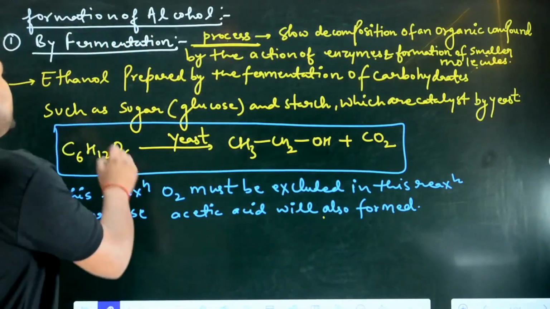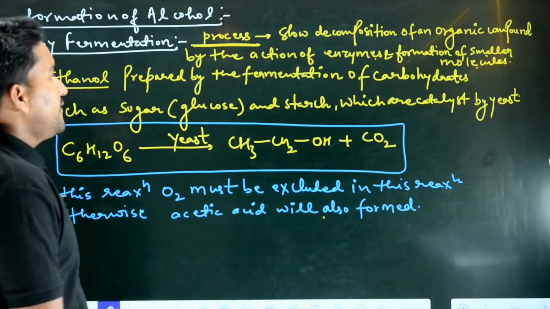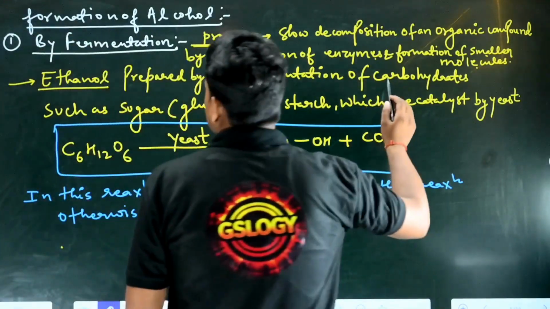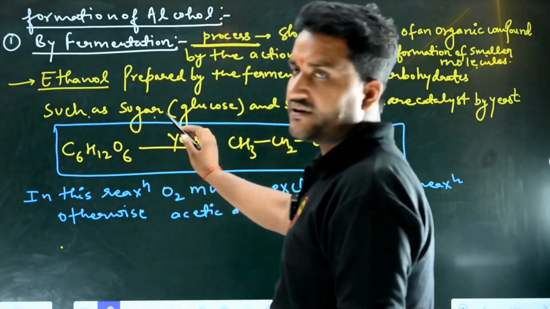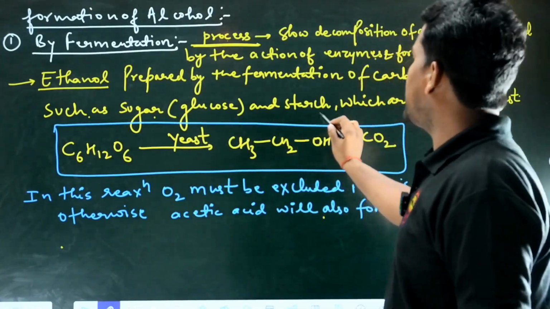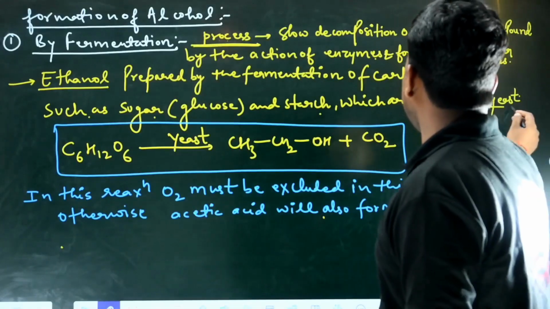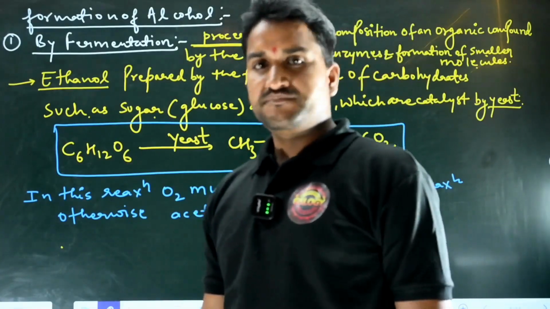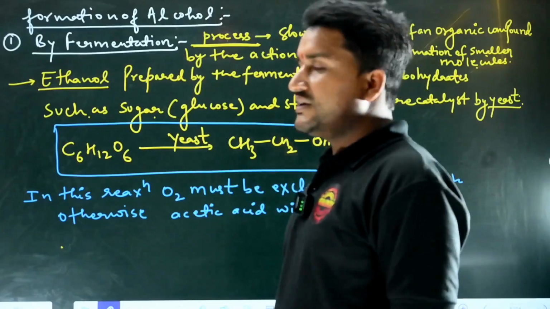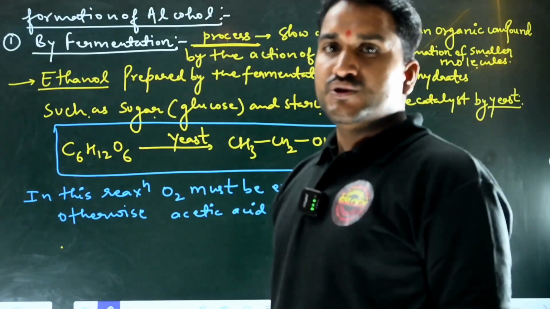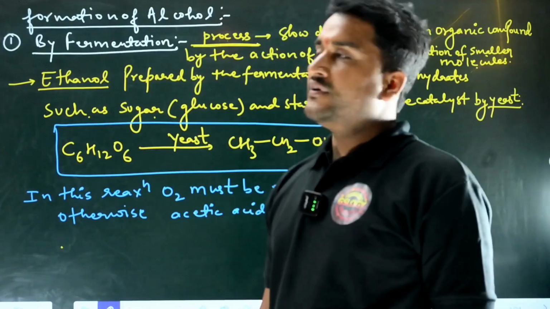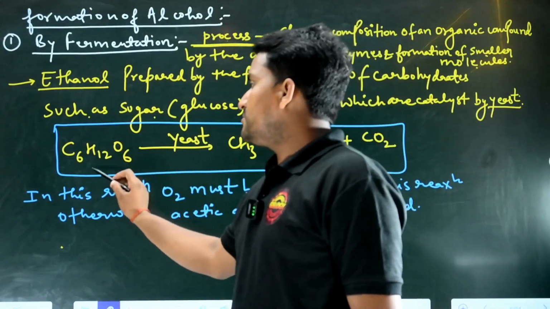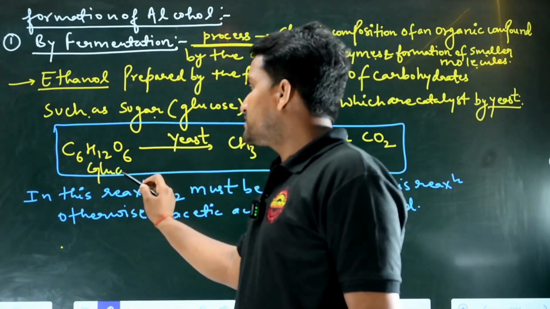Okay, and ethanol is prepared by the fermentation of carbohydrates such as sugar, glucose and starch, which are catalyzed by yeast. You know very well, yeast is a type of enzyme. So is it clear to everyone? It means you can obtain ethanol by the process of fermentation. Okay, and for example, glucose.